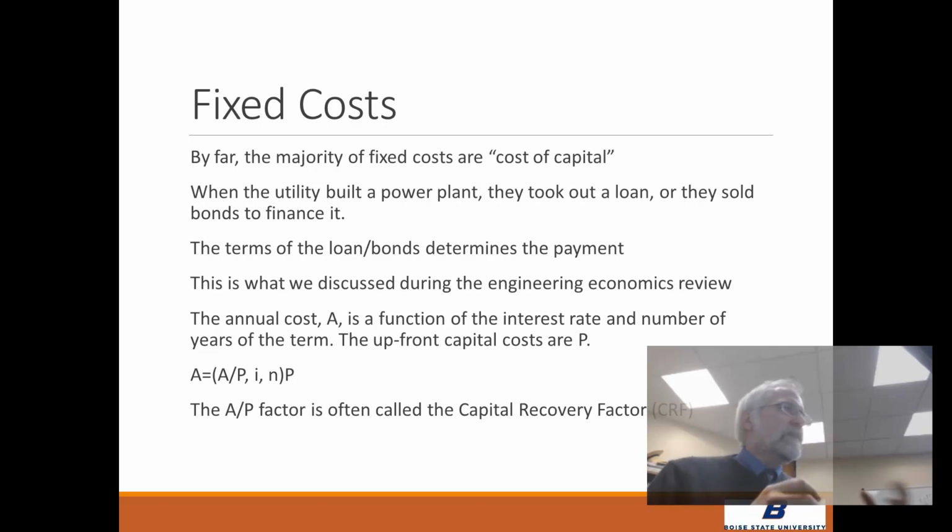So let's look at that. The utility decides to build a power plant. Well, they don't have that kind of money sitting around. They have to take out a loan. More likely, they'll sell bonds. And corporate bonds pay on the order of about 7% interest or something like that.